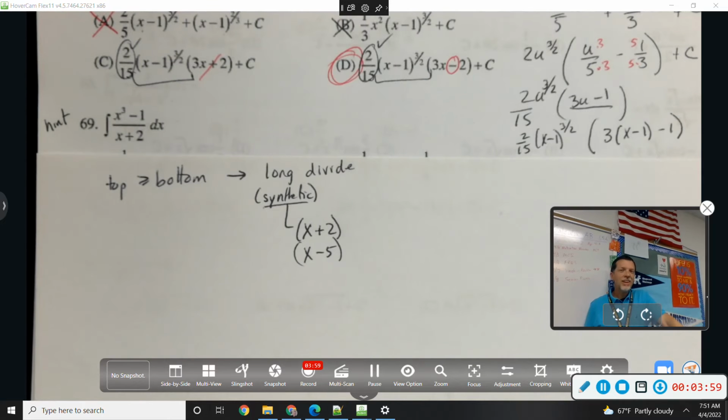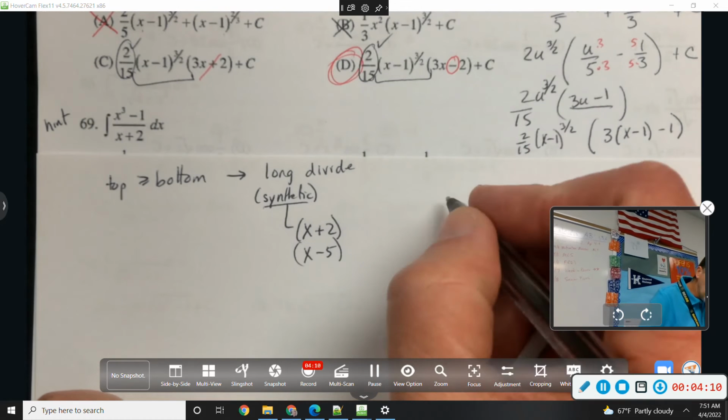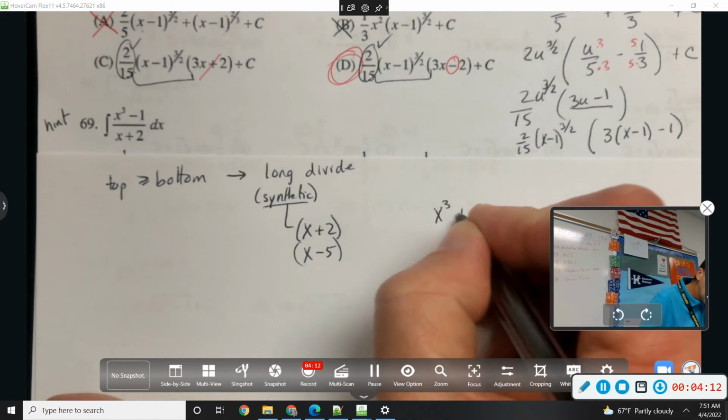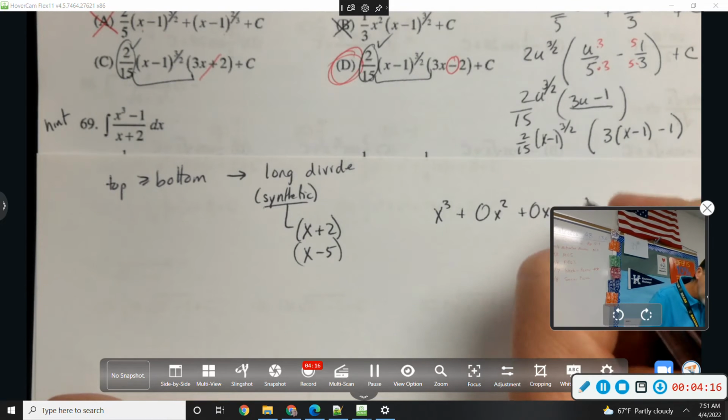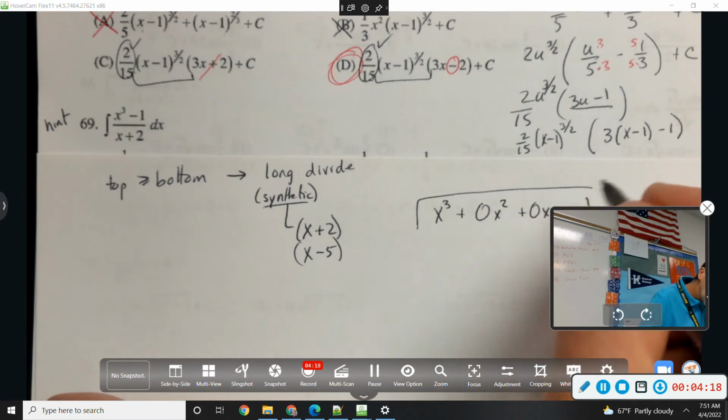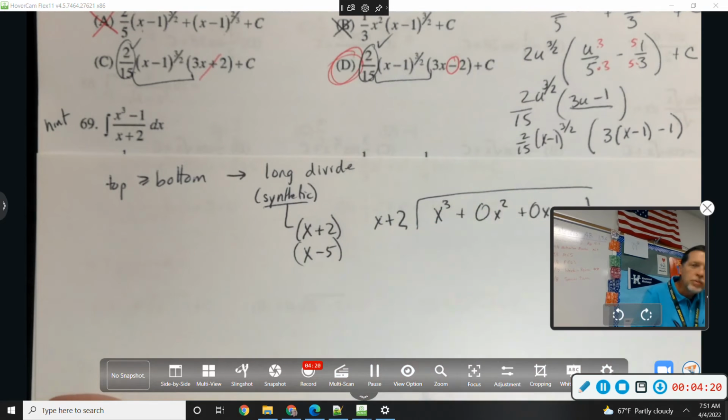I mean, right, synthetic is easier. On the other hand, long divide always works. And it also might be the one you're not as familiar with. So I'll long divide. X cubed plus 0x squared plus 0x minus 1 divided by x plus 2.